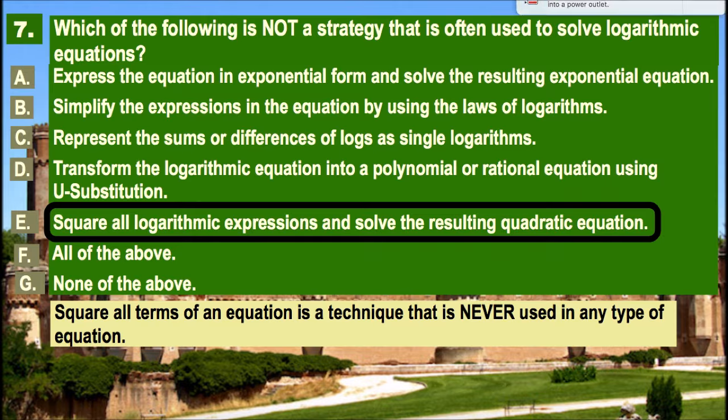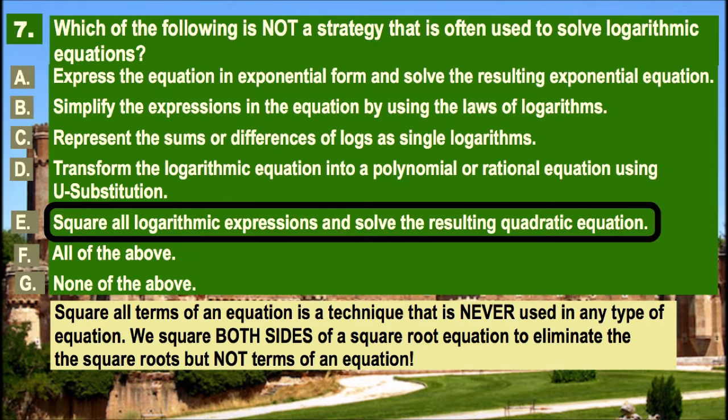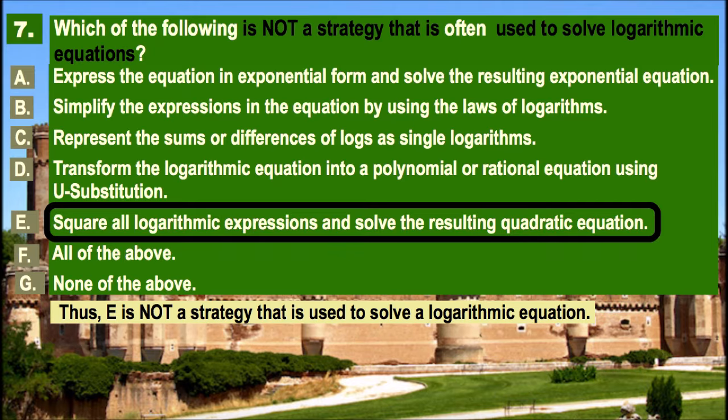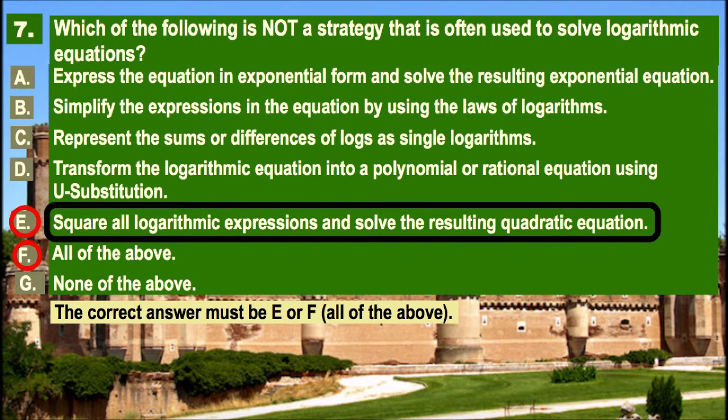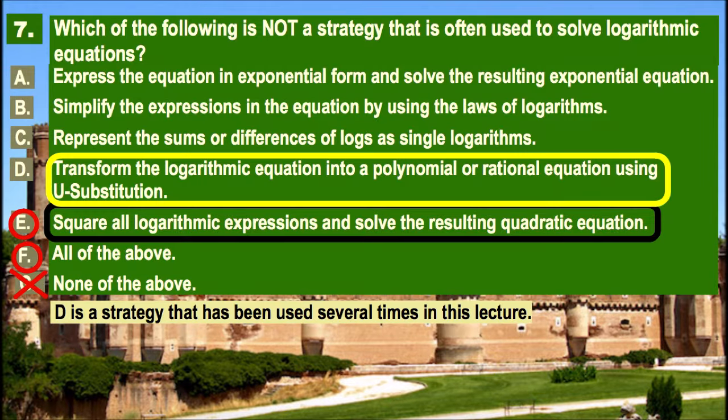The answer is E. Squaring all terms of an equation is a technique that is never used in any type of equation. We square both sides of a square root equation to eliminate the square roots, but not terms of an equation. Thus, E is not a strategy that is used to solve a logarithmic equation. The correct answer must be E or F, all of the above. The correct answer cannot be G.